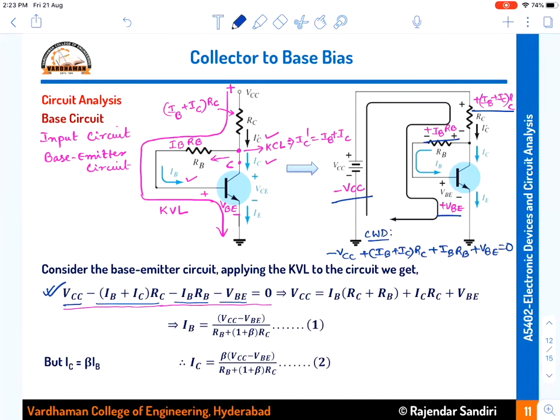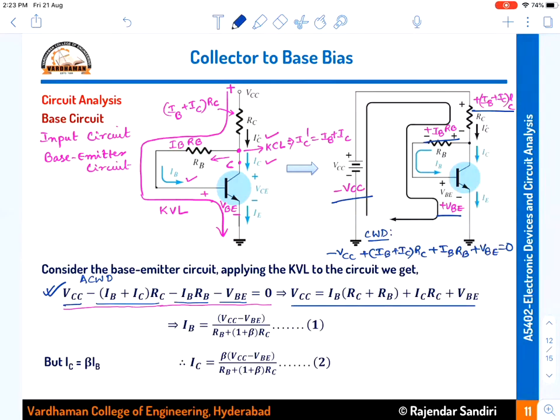So this equation is for the clockwise direction, and this equation is for the anti-clockwise direction. That's all. Taking minus common does not make any difference in the equation. Just taking minus common and sending it to the right side will become 0 anyhow. And by rearranging that, you will get VCC is equal to this equation.